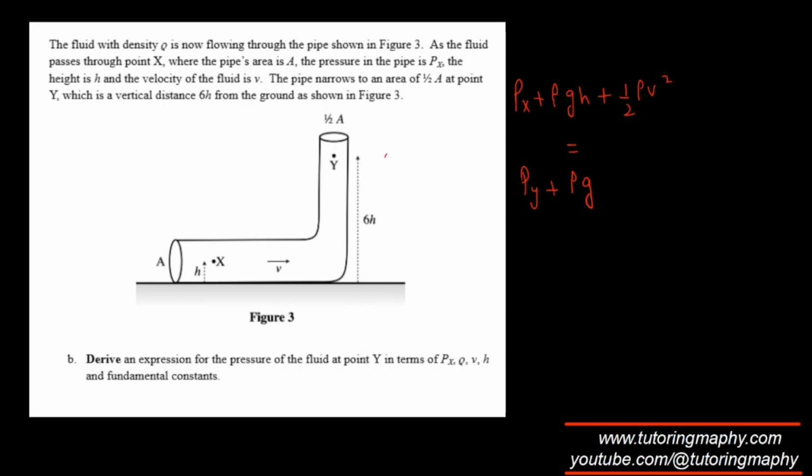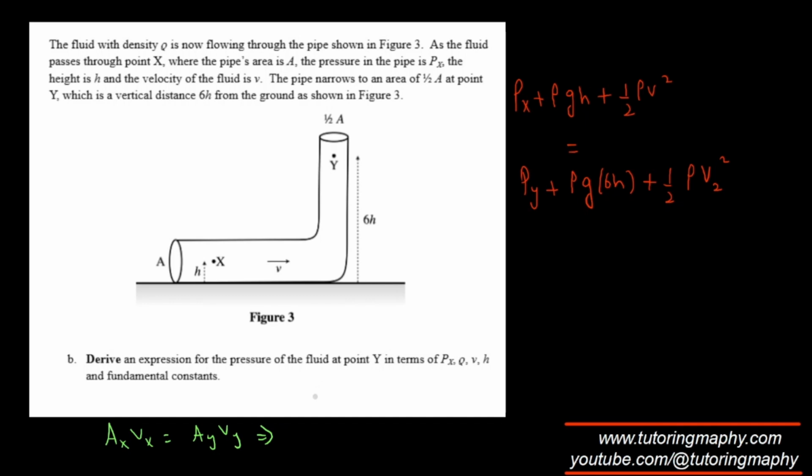H is not 5h, h is 6h, because 5h will just be the height from here to here, and we need to measure from the ground. So that's just 6h. And now we have half rho v, let's call it v2 square, because I don't know what v2 is. But for that, I can use the equation of continuity. I can say that a1 v1, or Ax Vx, should be equal to Ay Vy.